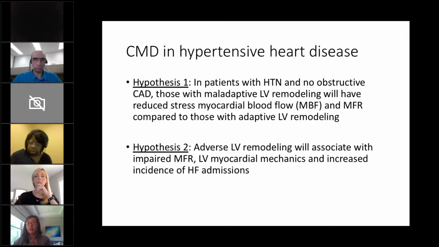So with this as background, we wanted to understand the role of CMD in hypertensive heart disease, and specifically the relationship between CMD and myocardial structure and function, and whether or not CMD can be used as a way to refine risk in this patient population. As such, our first hypothesis is that in patients with hypertension and no obstructive CAD, those with maladaptive LV remodeling will have reduced stress myocardial blood flow and myocardial flow reserve compared to those with adaptive LV remodeling. And our second hypothesis was that adverse LV remodeling will associate with impaired MFR, LV myocardial mechanics, and increased incidence of heart failure admissions. Next slide, please.